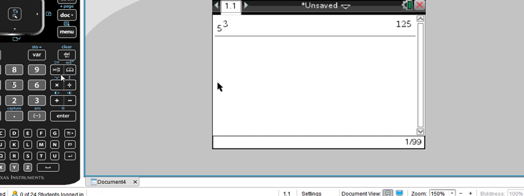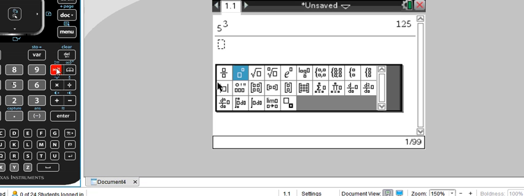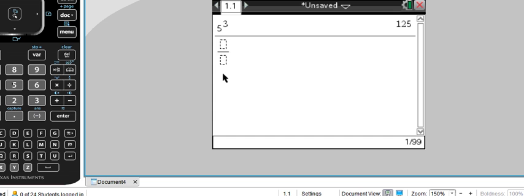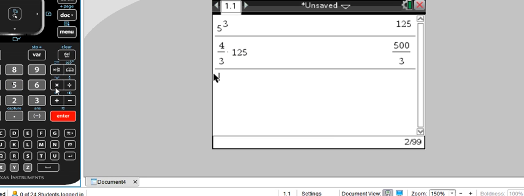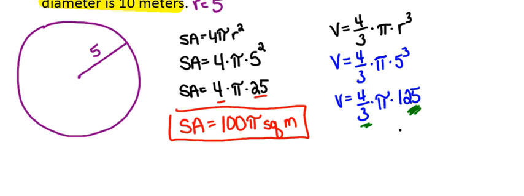You should be on your calculator doing these operations the same as I am so that you'll understand how your calculator works when it's time to come back to class and work some of these problems on your own. It's important too that you understand how your calculator works because all calculators are different. So 500 divided by 3. Again, we have not yet multiplied by the pi. So the pi is going to stay in our answer.